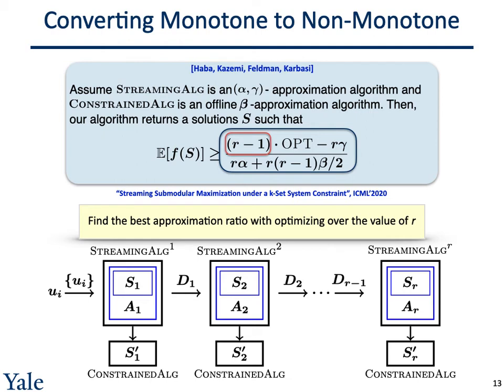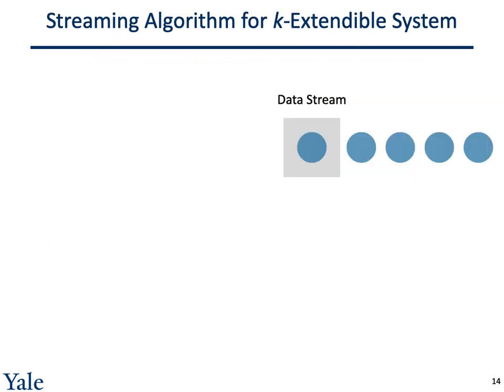So far, by designing a framework to convert monotone streaming algorithms to algorithms for non-monotone functions, we have answered the first open question affirmatively. Next, we explain our streaming algorithm for k-extendable and k-set system constraints, and then we show why our framework is applicable to this algorithm.